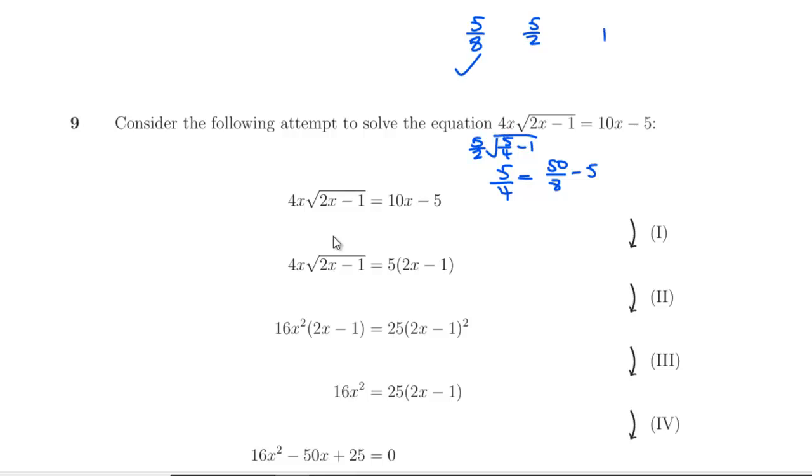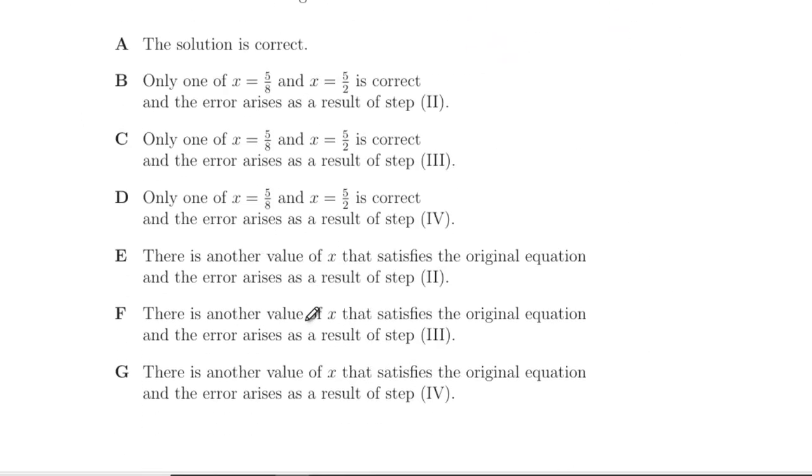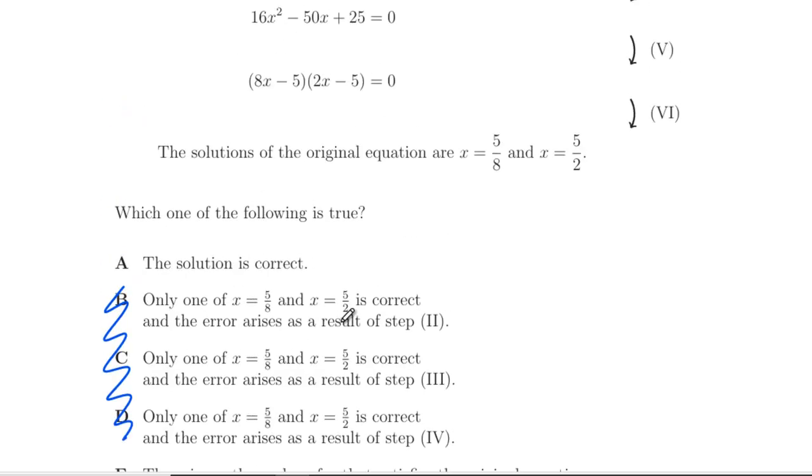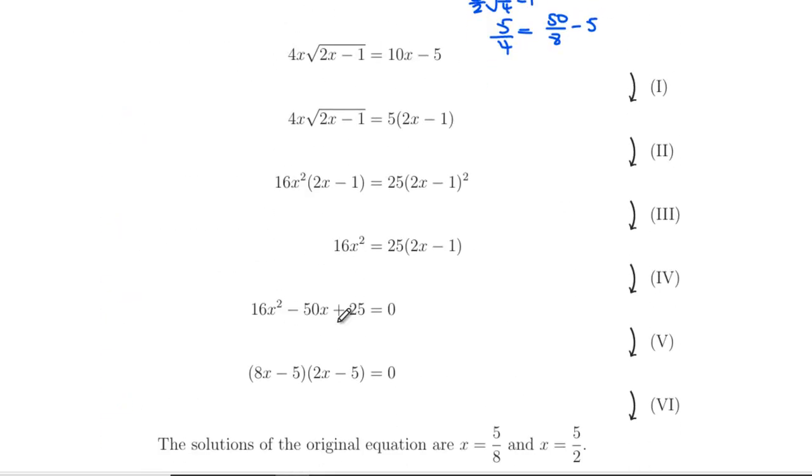5/2 will give 10 times the square root of 4, so 20 equals 25 minus 5. So that one works as well, right? So they're both correct, so it's definitely not those ones. Is there another value? That's going to be the other thing. Let's look at these steps then.